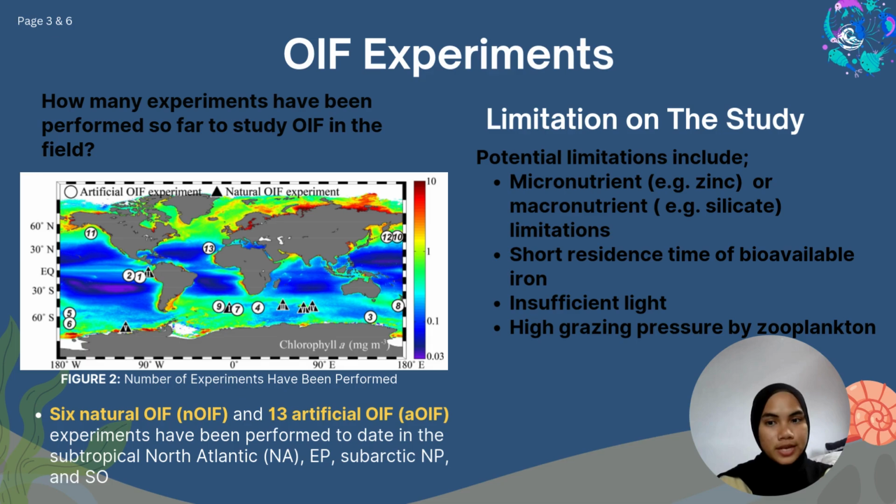But wait, what's the catch? What's holding OIF back? Potential limitations include the short residence time of iron in water, where iron doesn't stick around, it disperses quickly. Next is zooplankton grazing the phytoplankton before they sink. Lastly, light limitation, where there's not enough light, or co-limiting nutrients like zinc and silicate can stunt growth. All these factors limit the carbon sequestration potential of OIF.